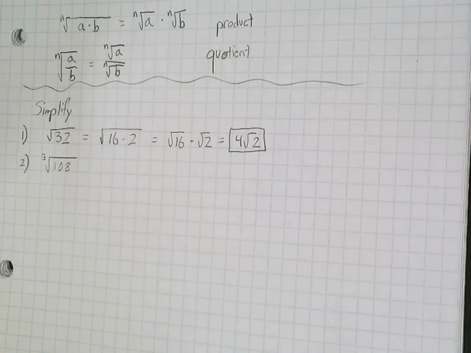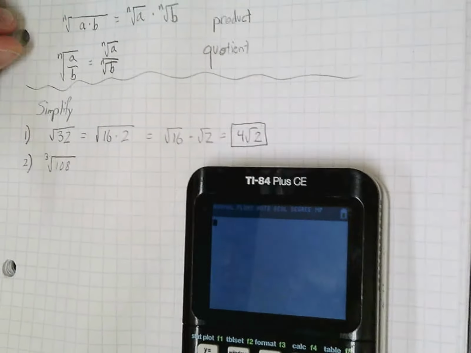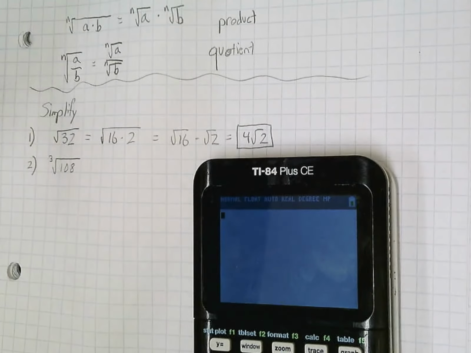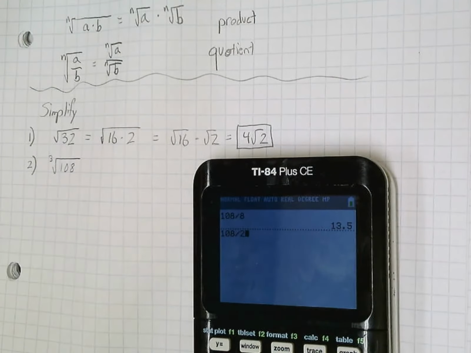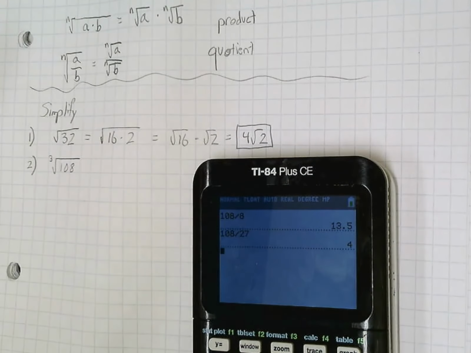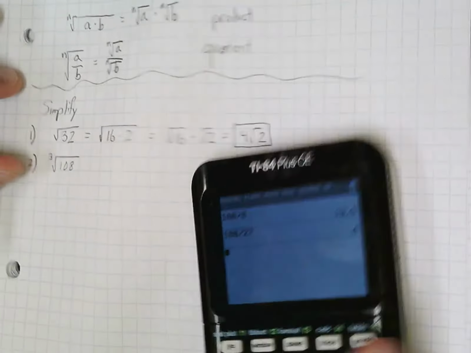Well, if I go into my calculator, what are my perfect cubes? Well, like 2 cubed is 8. So I want to see, is 108 divisible by 8? No. What's another perfect cube? Well, 3 cubed is 27. So 27 is a perfect cube. Let's see if 108 is divisible by 27. Okay, it is. 27 times 4 is 108.